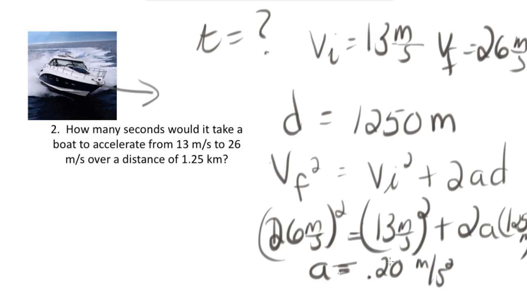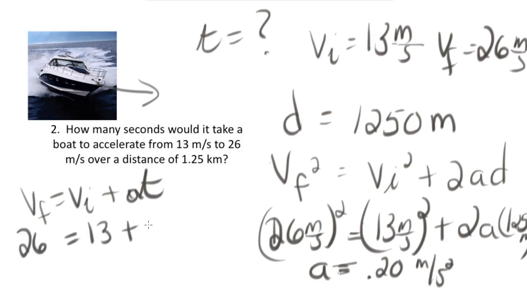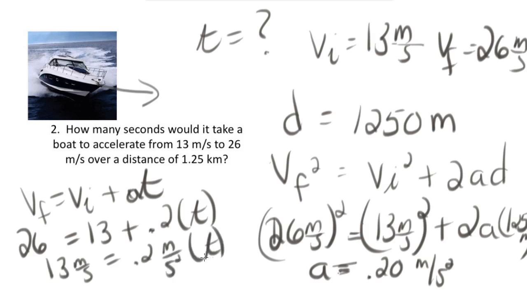Now we can use that to plug and chug, as I say, in our very easy equation, the Vf equals Vi plus At. So we have our Vf is 26, our Vi is 13, our acceleration is 0.2, and we are looking for our time. Now, I did leave off the units there, but I know that 13 from 26 is also 13, so that's meters per second, equals 0.2 meters per second squared times t. So I just have to divide by 0.2 on both sides.